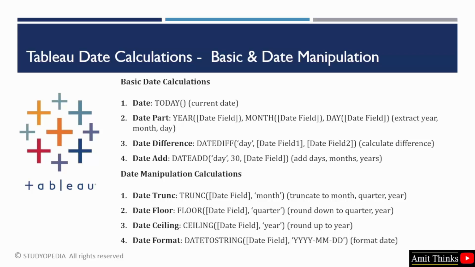Now to manipulate dates, you have date trunc to truncate the date, truncate to month, quarter, year. If you want to round down the dates, use the floor method. If you want to round up the dates, you will use the ceiling method. To format the date, use the date to string method and mention the exact format.